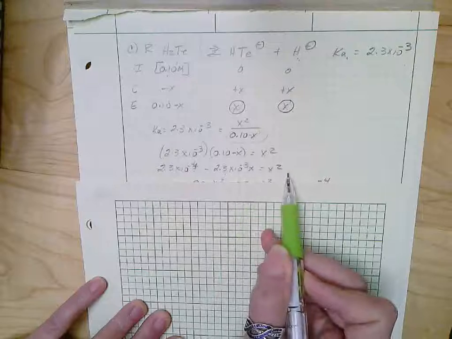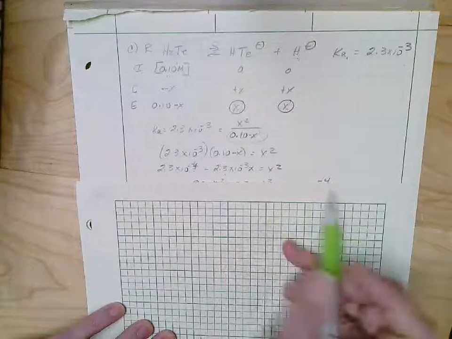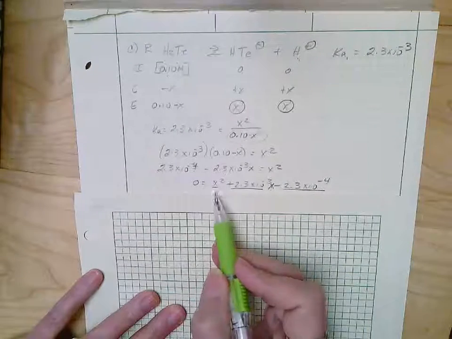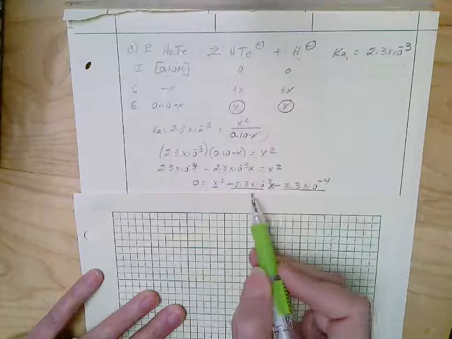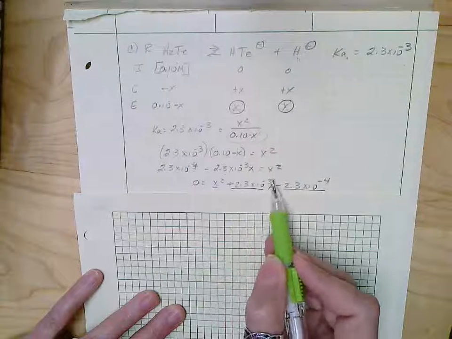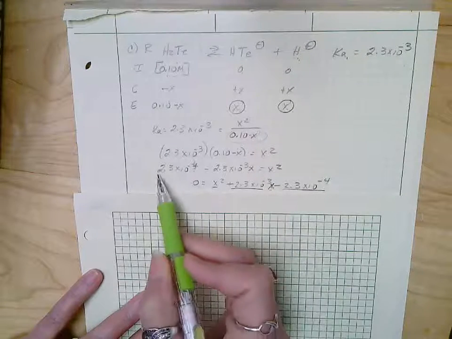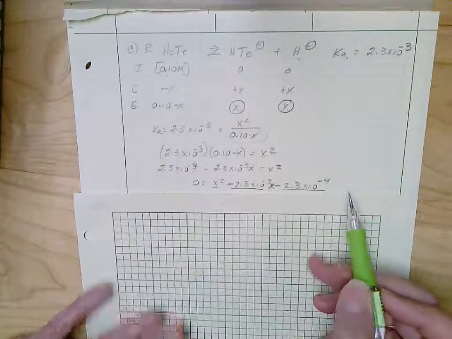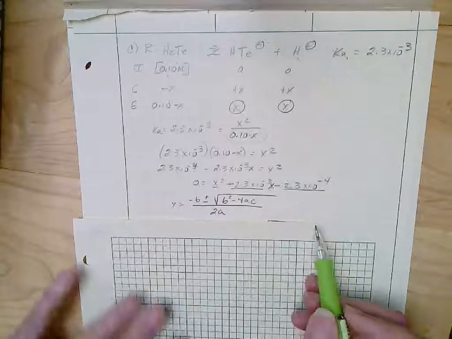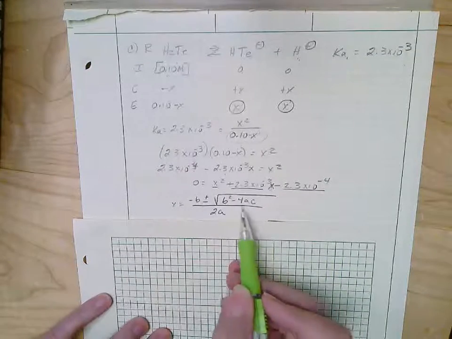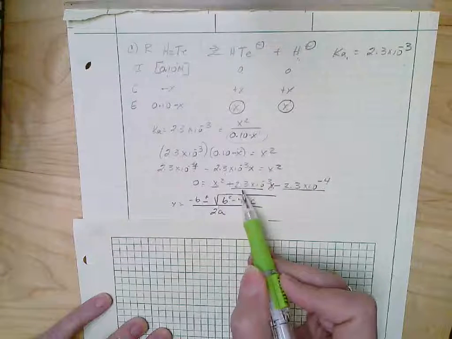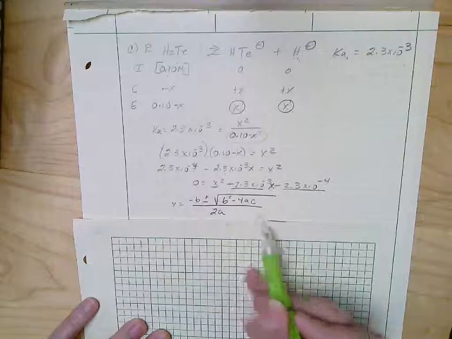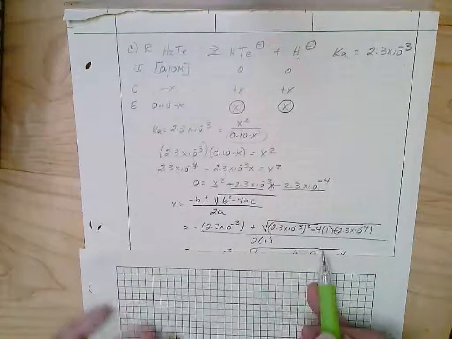I need everything on the same side of the equation, so I'm going to move them all to the right-hand side. And so I get that 0 is equal to x squared, and since I'm moving this over, it becomes positive 2.3 times 10 to the negative third x. Since this is positive, over here it will be negative 2.3 times 10 to the negative fourth. Now I'm going to use my quadratic formula, and x squared is a, this term is b, and this one's c. And so I'm going to substitute them in, and I've done that here.